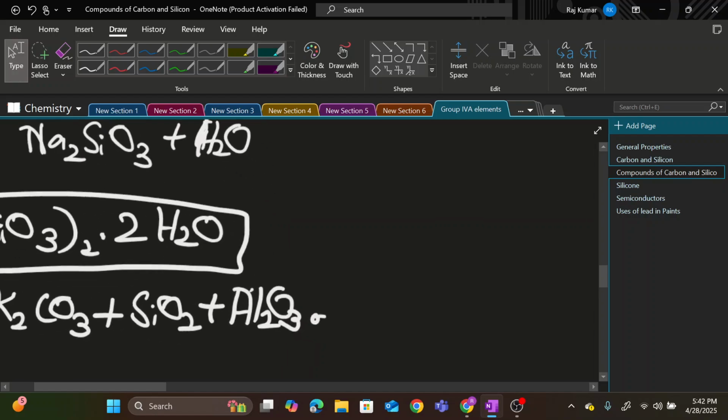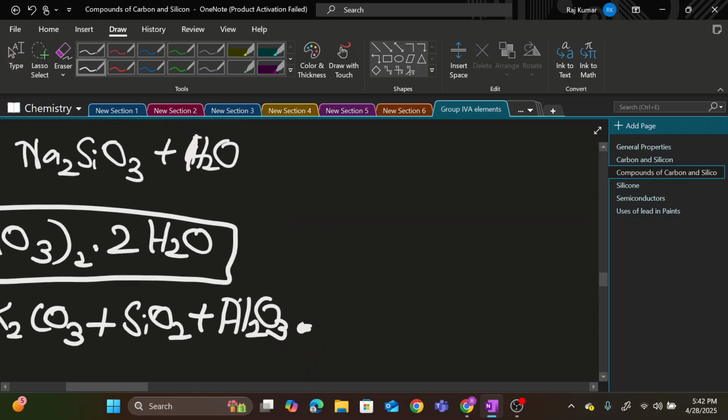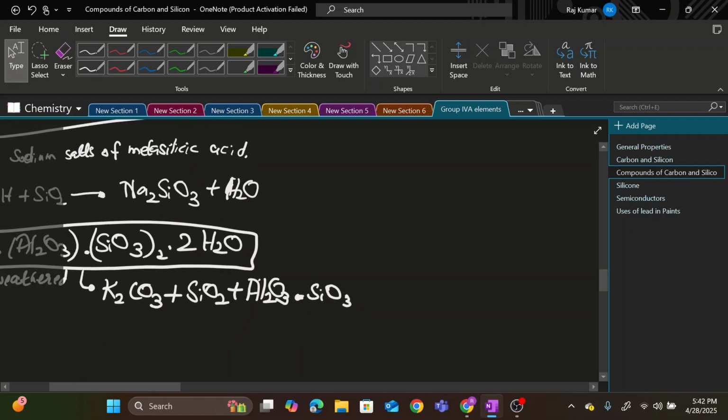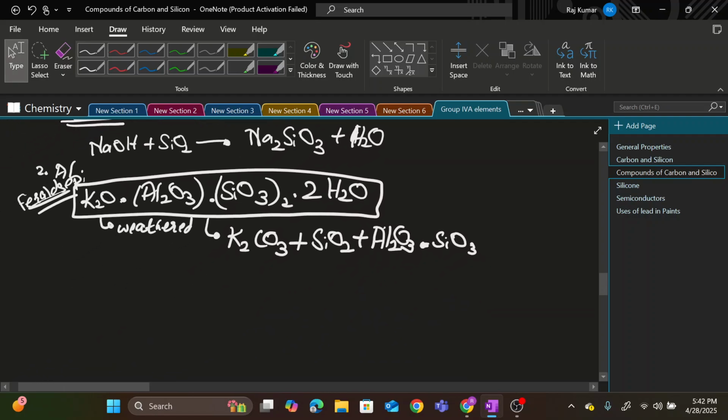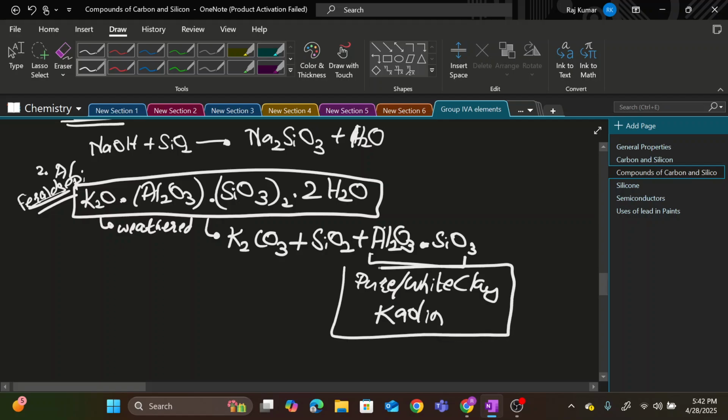The formula for kaolin is Al2O3 dot SiO3. Potassium carbonate, silicon dioxide, and Al2O3 dot SiO3, which is known as pure clay, white clay, or kaolin. That's it.